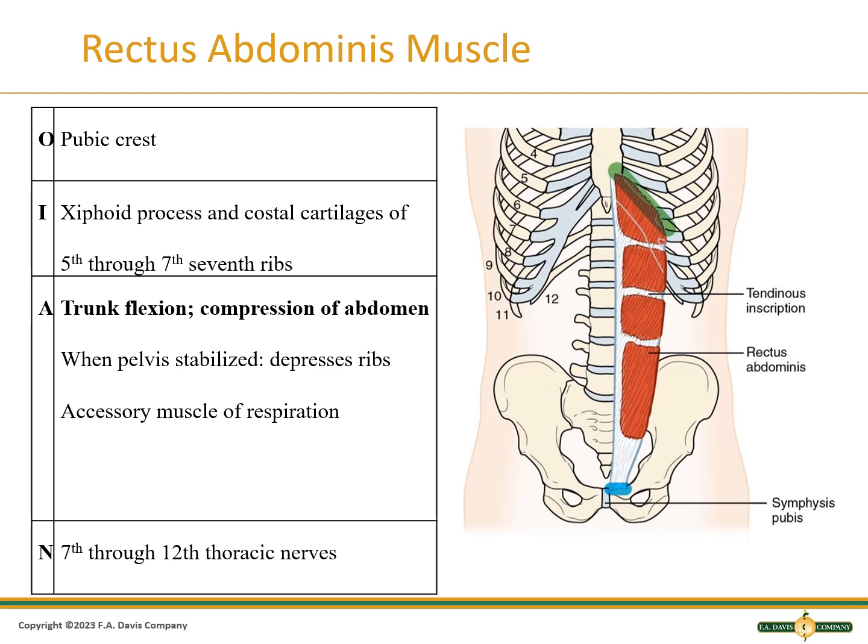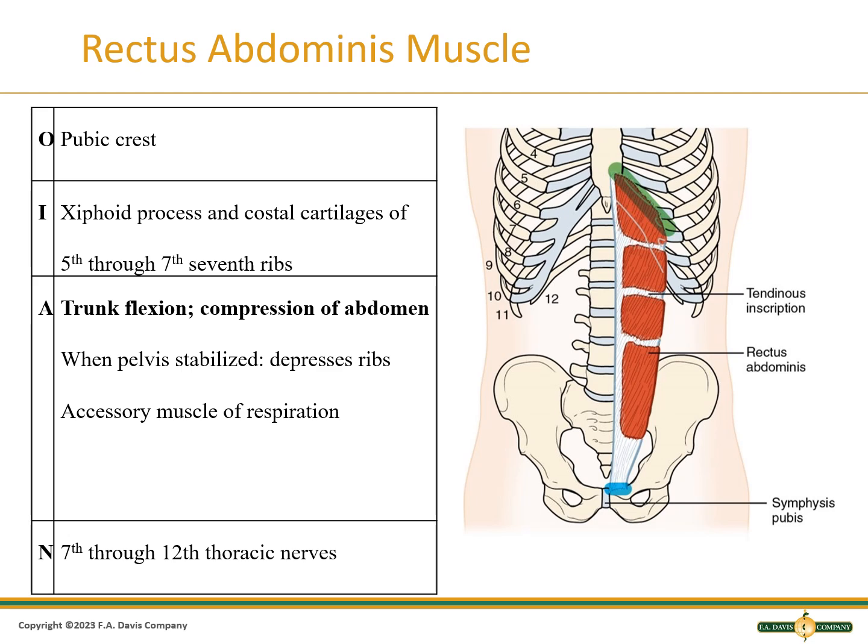The origin of rectus abdominis is going to be the pubic crest, so we come down from the pelvic bone to insert on the xiphoid process and costal cartilages of the 5th through 7th ribs. So the muscle is originating down more inferior to insert more superior, because the pelvis is more inferiorly located in anatomical position.